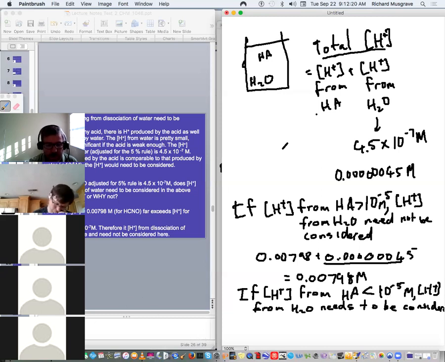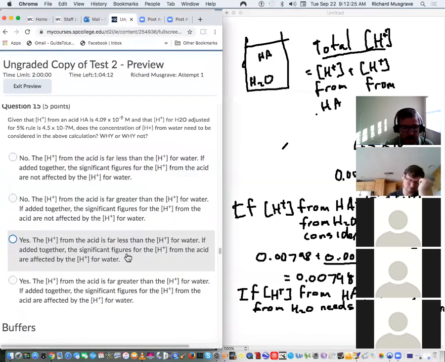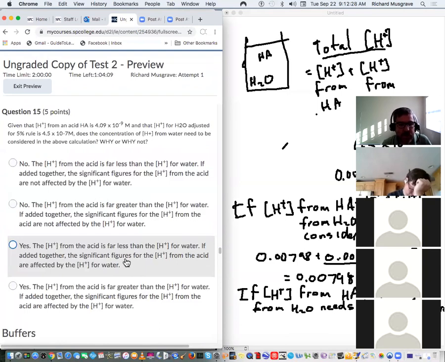Let's have a quick look at the test question here. And you can see these are the answers. This one says, given that the H plus from HA is 4.09 times 10 to the negative 9, and that the H plus from water is 4.5 times 10 to the negative 7, effectively, does the H plus from the water need to be considered? Can anybody tell me what the answer would be here? Would it be yes or no? Would you have to consider the H plus from the water? Yes or no? Yes. Yeah, and the answer is yes.